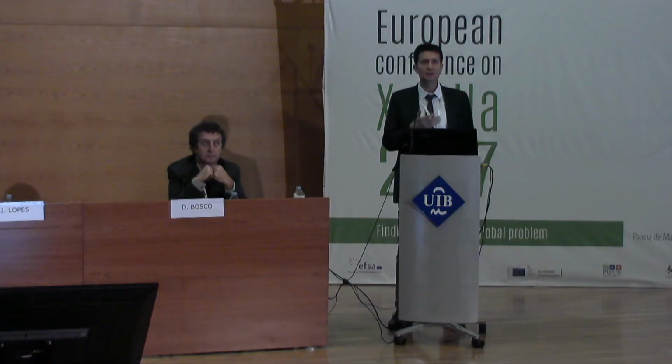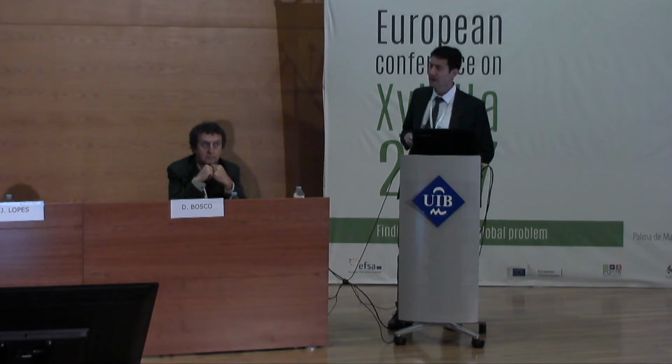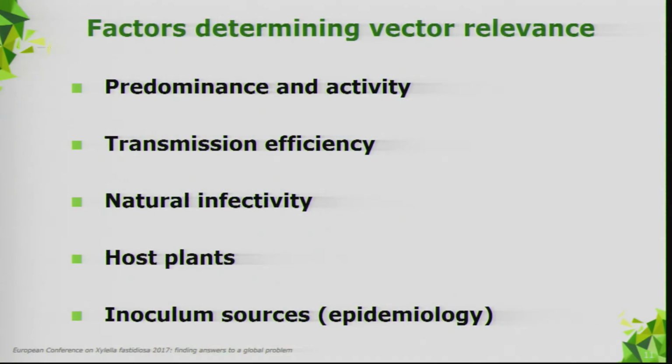attributes that in the literature have been proposed, such as predominance and activity, natural infectivity, transmission efficiency, and the host plants, if they visit host plants that are important for the epidemiology of the disease, especially those that serve as inoculum sources for pathogen spread. So starting with predominance and activity. Predominance is determined based on faunistic parameters like abundance, frequency, constancy in samplings, dominance.